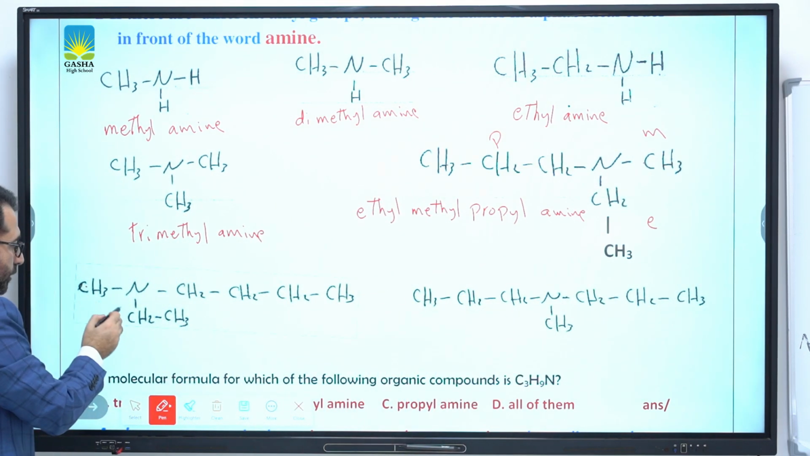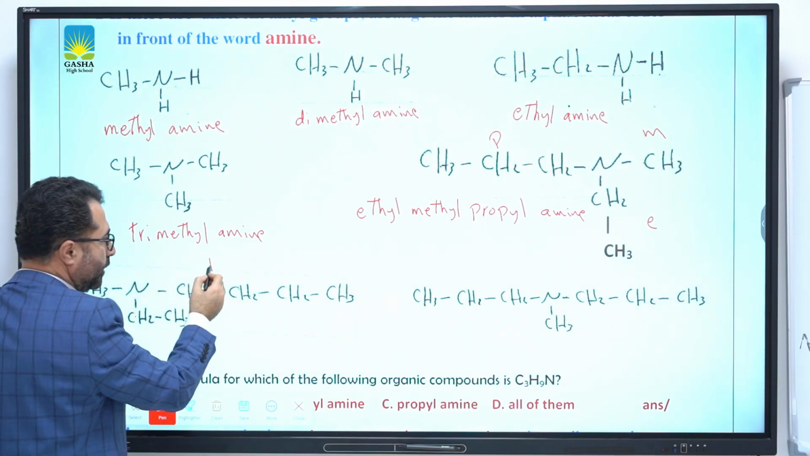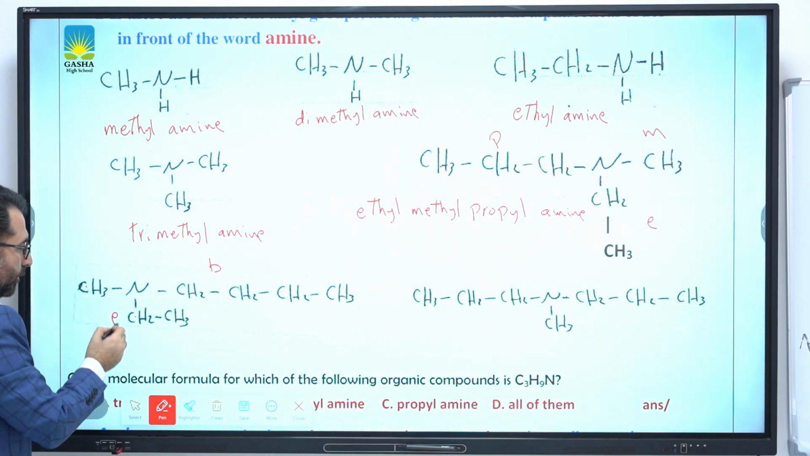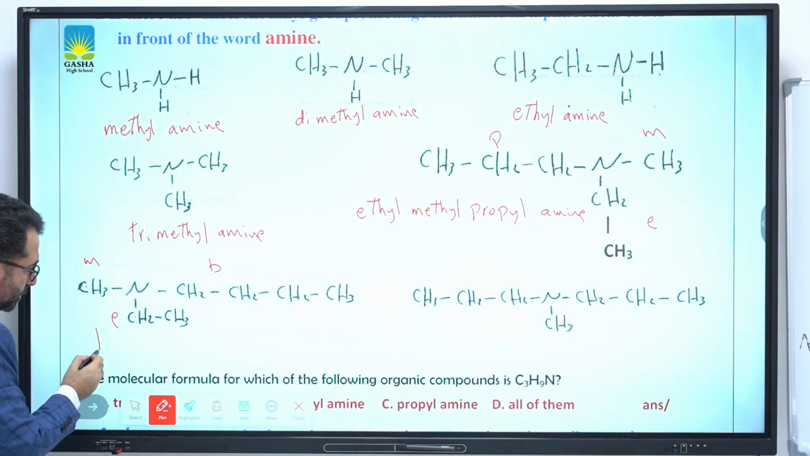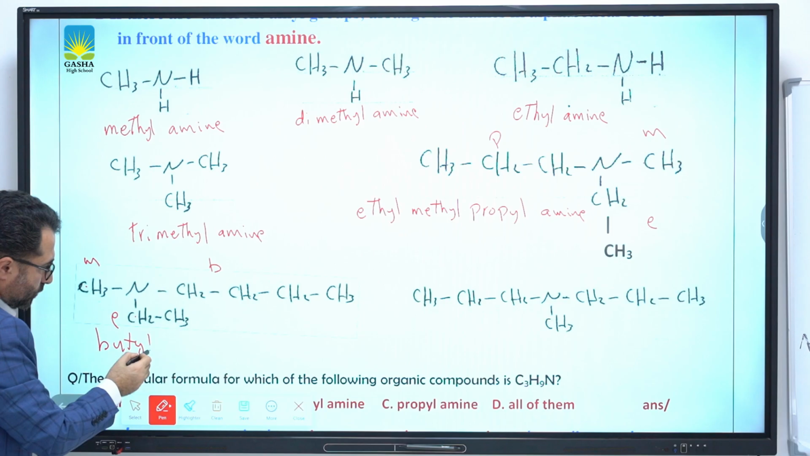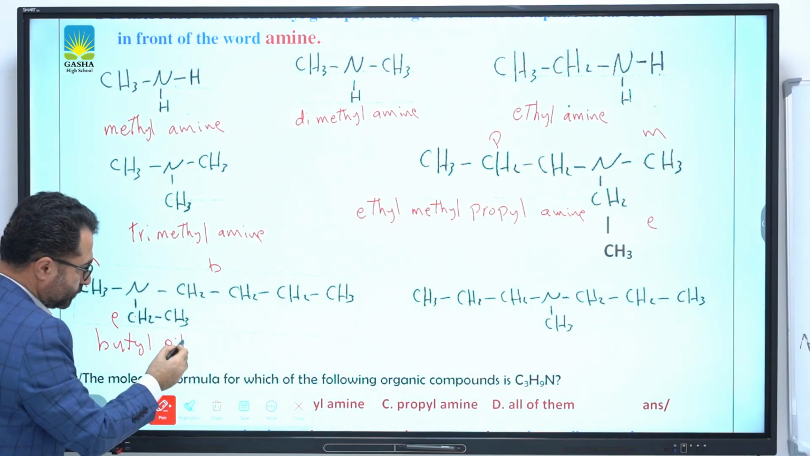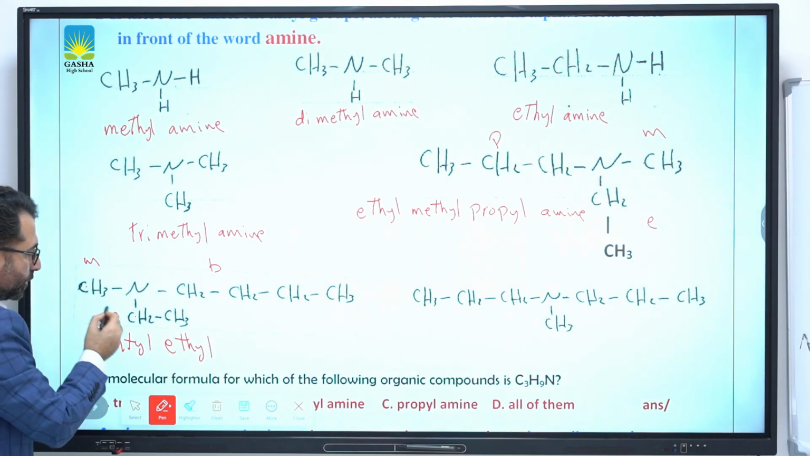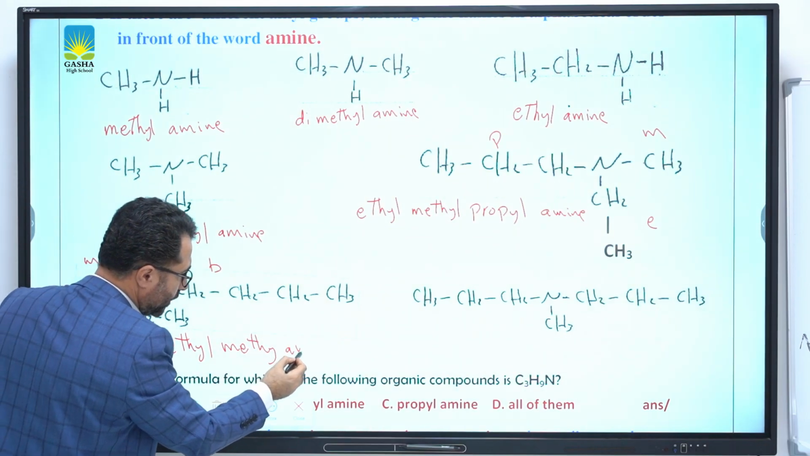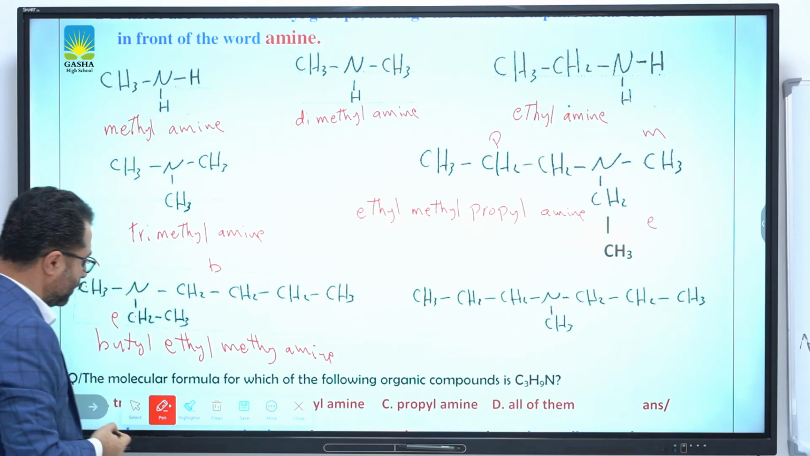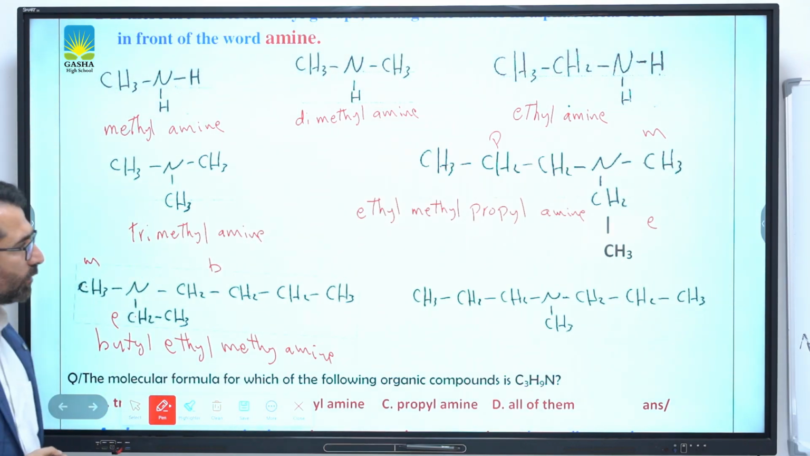Here we have 1, 2, and 4. 4 is B, 2 is E, ethyl, and 1 is M. The first one is B, so it's butyl, and then ethyl with methyl. And what amine? So it's butyl, ethyl, methyl, amine.